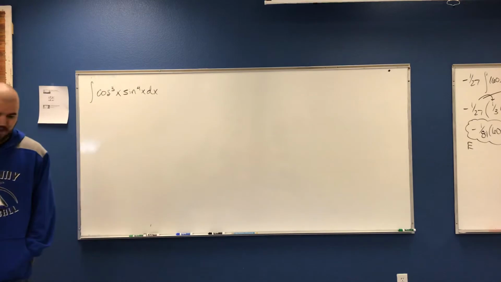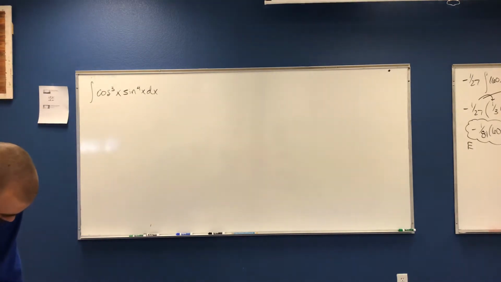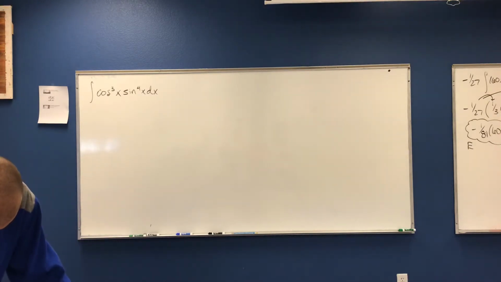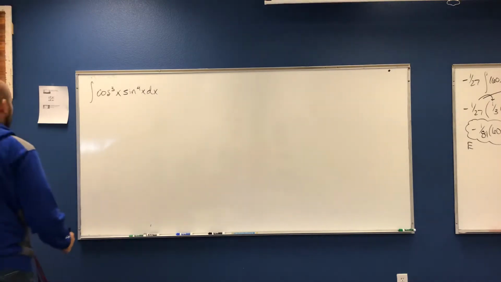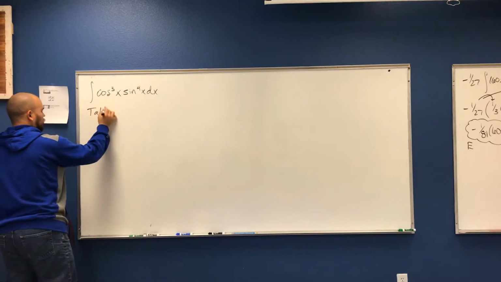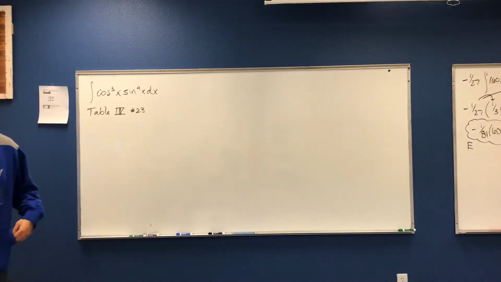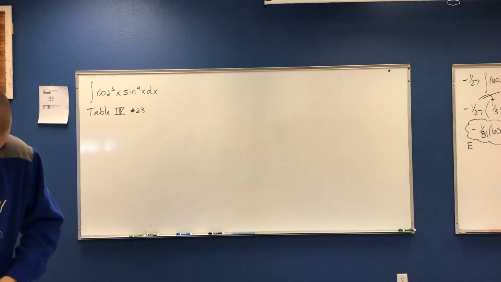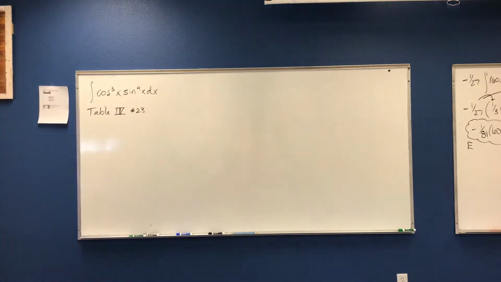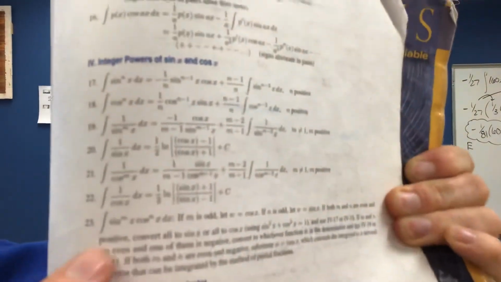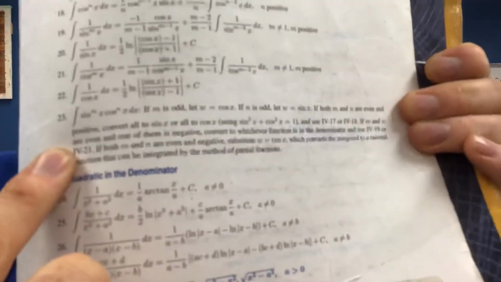And again, we have to take a look at our tables back in the back, see which ones fit with this. And if you take a look, this looks like it needs to have table 4, number 23. And that one's a little bit confusing. So if you turn your book back to it, I'll bring it up here to show you. This one right here. A little fuzzy. Anyways, you have your book.